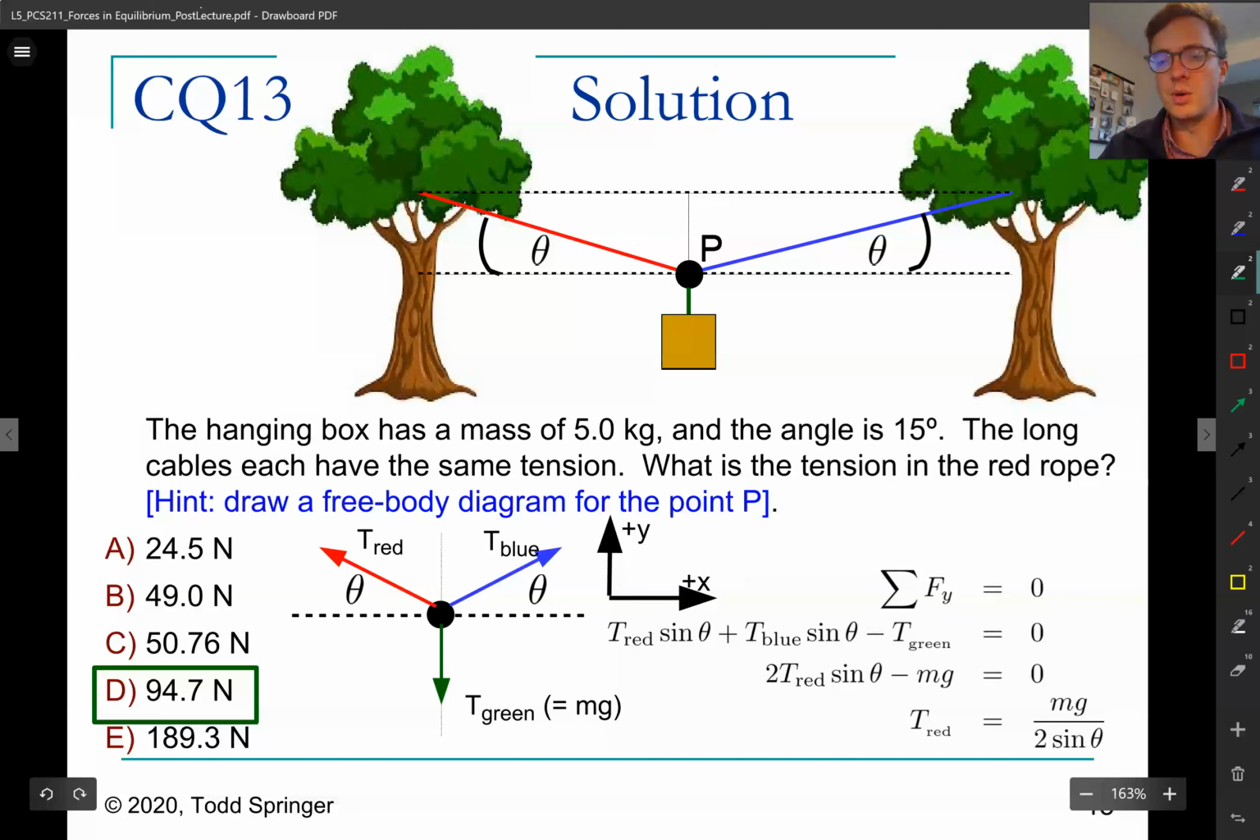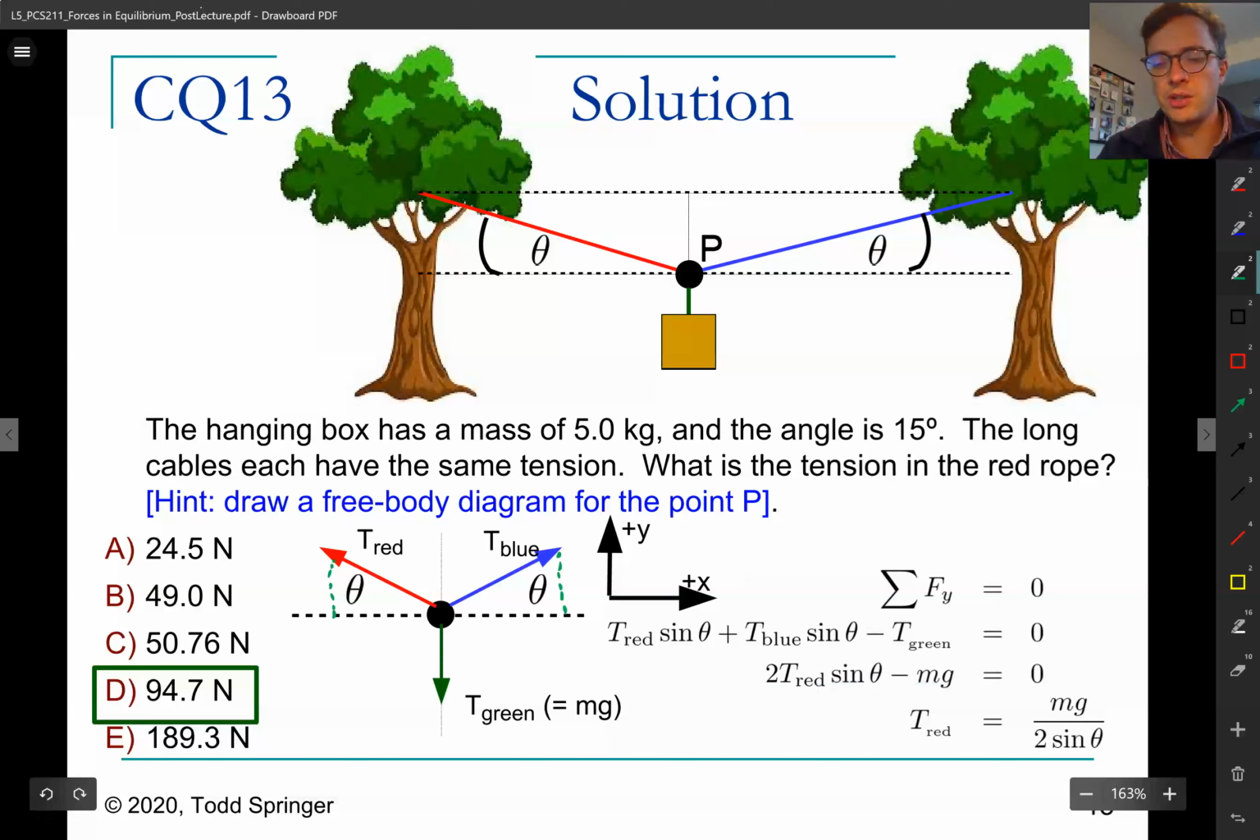Let's add up the forces in the y direction. What do I have in the y direction? I've got the y component of the red force and the y component of the blue force, and those are actually the same. So I have T red sine theta plus T blue sine theta minus the green tension is equal to 0. Okay. Now these two are the same because the magnitude of the tension is the same and the angle is the same. So that's just 2 times T red sine theta minus mg equals 0.